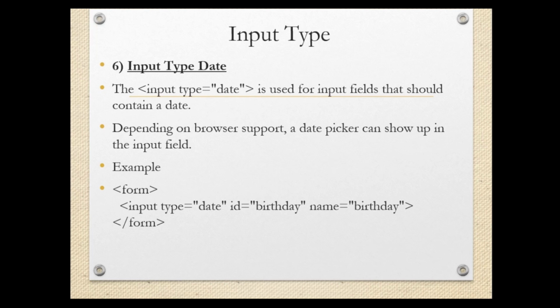Next one we have is input type date. The input type equal to date is used for input fields that should contain a date. Depending on browser support, a date picker can show up in the input field. So when we put this input type equal to date, it will give me a date picker from where you can select the date, month and year. So basically it's like a calendar, where we can get a date picker. Example you can see on the screen: input type equal to date, id equal to birthday, name equal to birthday. So basically this tag will open a date picker.